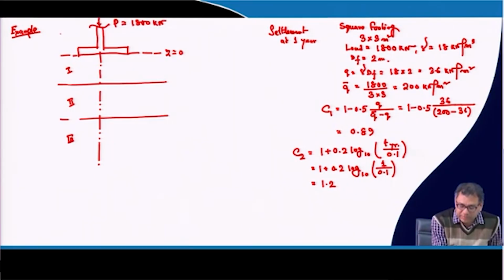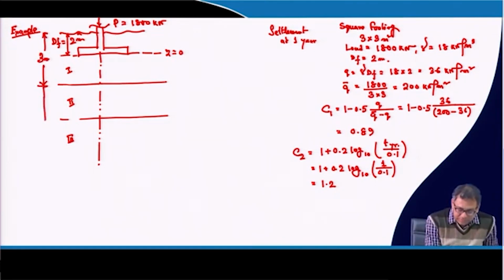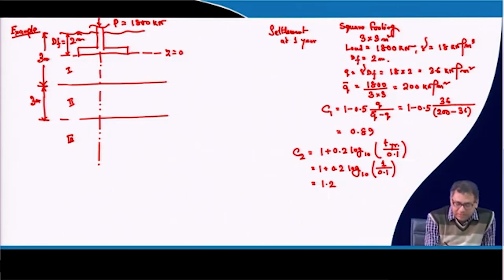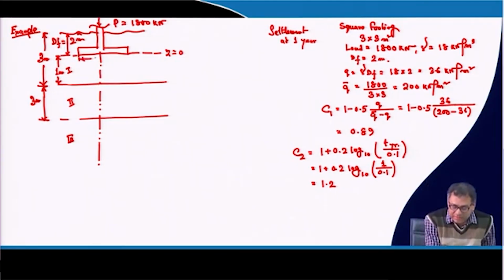Now, suppose this is the ground surface. The depth of foundation Df is equal to 2 meter. The thickness of this layer is say 3 meter, and layer 2 is also 3 meter. Okay, and there is a layer 3. So, layer 1 is 3 meter, 2 meter is the depth of foundation, so the thickness of layer 1 below the base of foundation is 1 meter. For layer 2 it is 3 meter, and it is a square footing whose dimension is 3 meter.